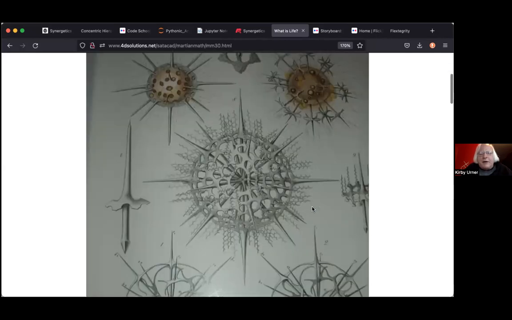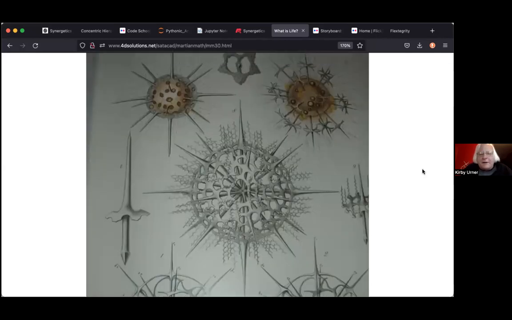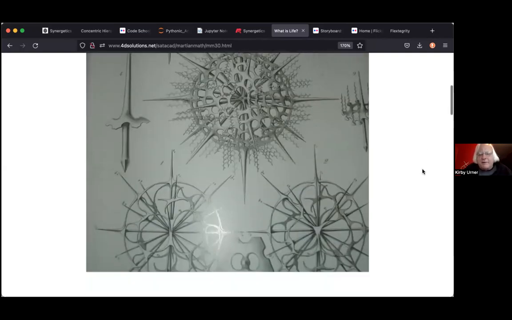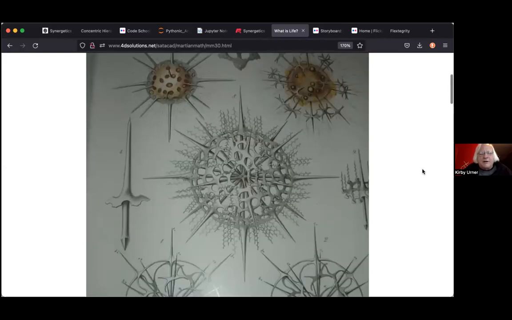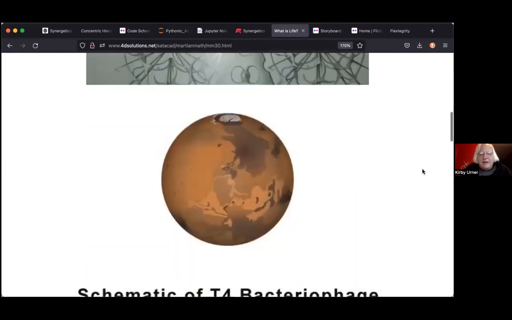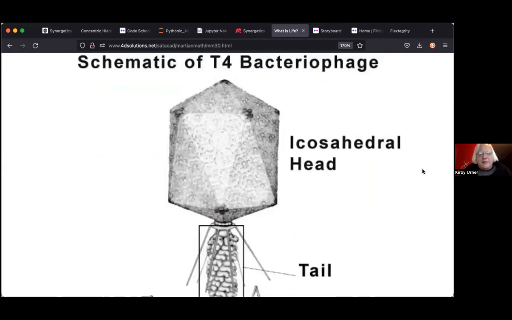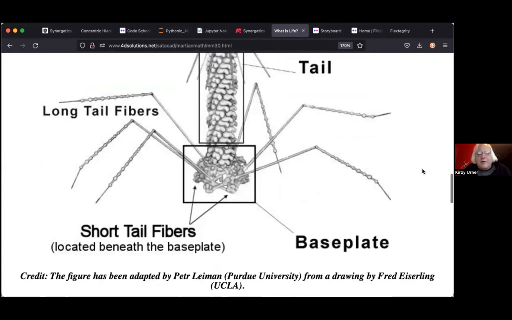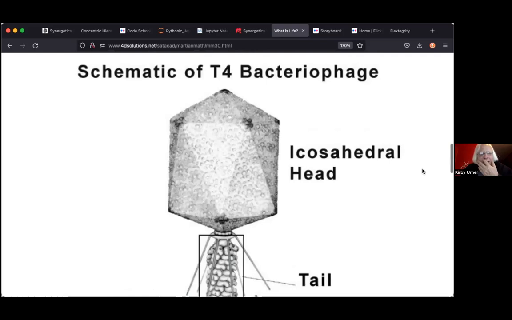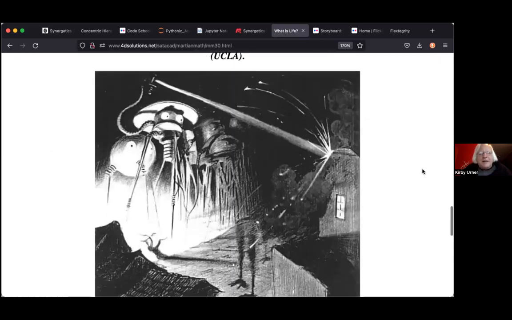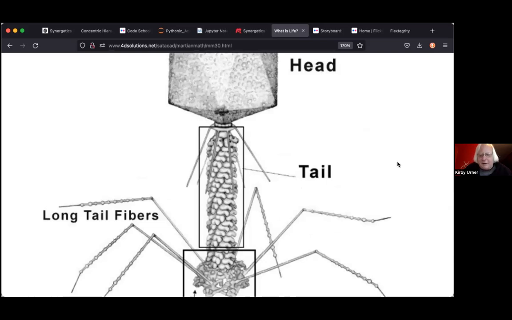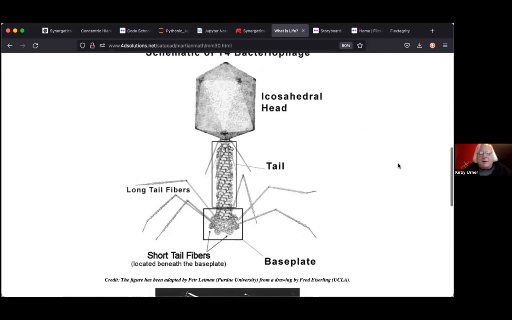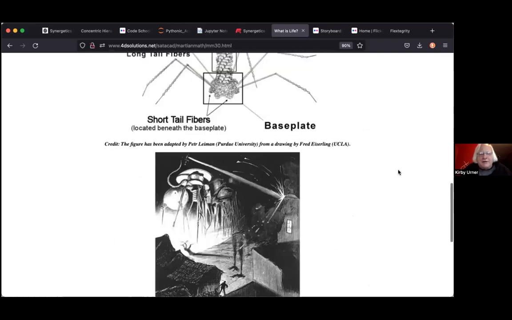I think Casey showed some stuff like this last time, that nature has this architecture that is very much what we also start to see in synergetics. And here's an icosahedral head of an actual virus, not the coronavirus, a different style of virus. Notice how much it looks like a spaceship coming from another planet, with these tripods.